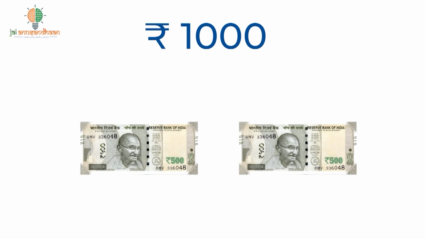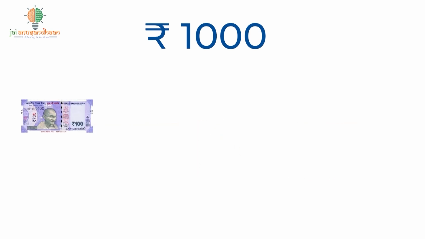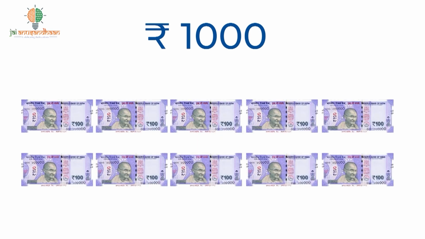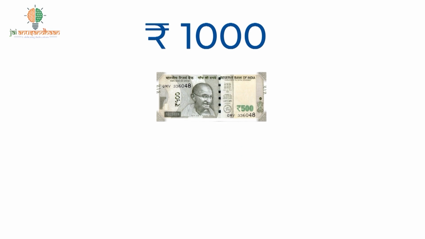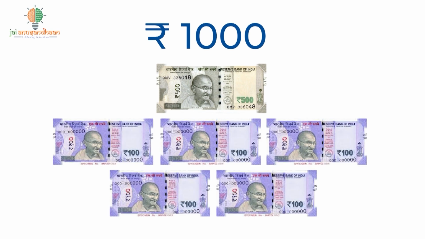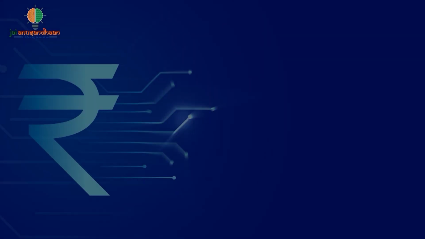The app will let you pick currency in the denomination of your choice. For example, for loading 1000 rupees, you can ask for 2 500 rupee units or 10 100 rupee units or 1 500 rupee unit and 5 100 rupee units. Once you confirm, your digital wallet will be loaded with your choice of denominations.